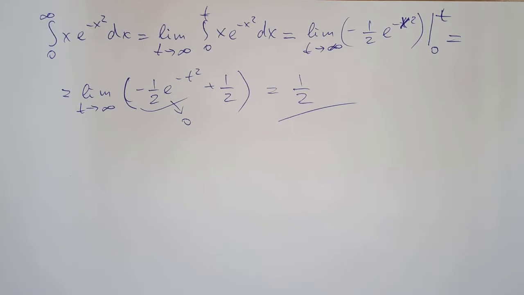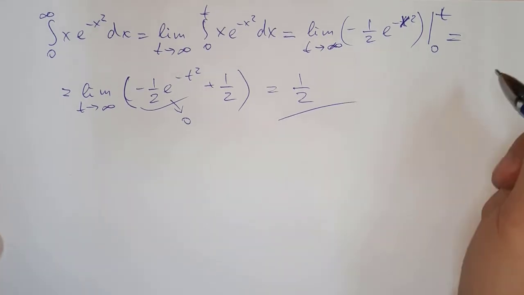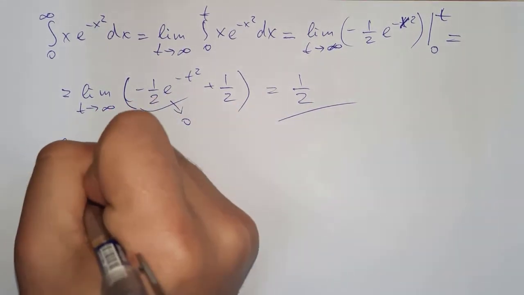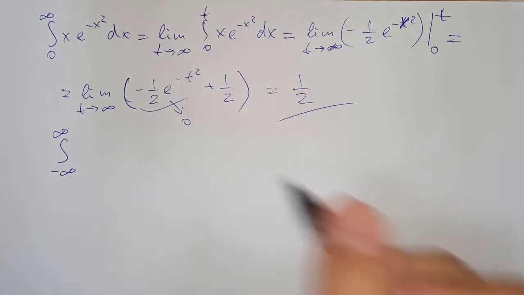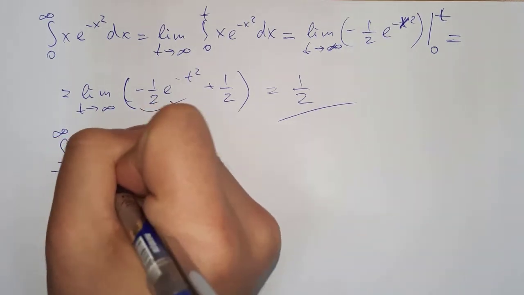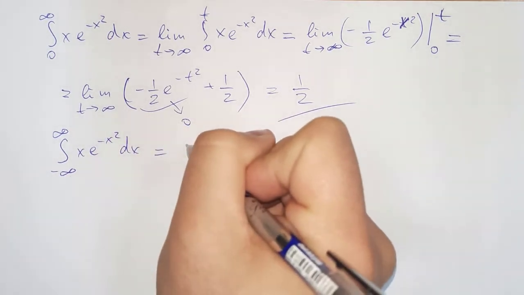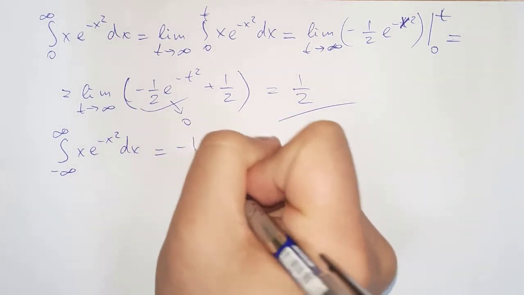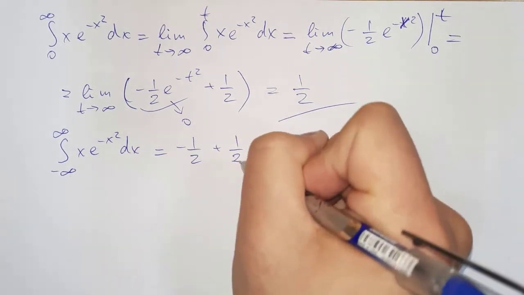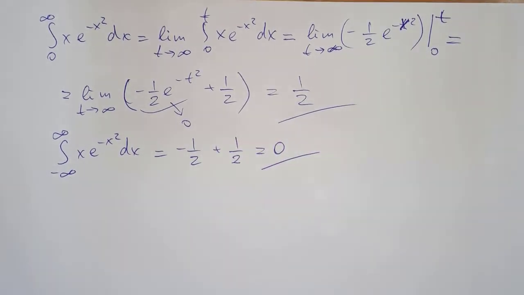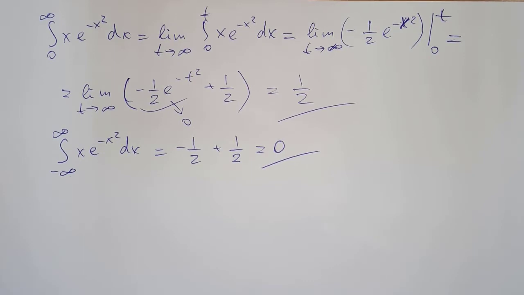And since they are both convergent, the given integral is also convergent, and its value is, now we need to add these two values. The integral of x e to the power of minus x² dx: the first integral equals minus 1/2, the second one is plus 1/2. If we add them, it is 0. And its value is 0.